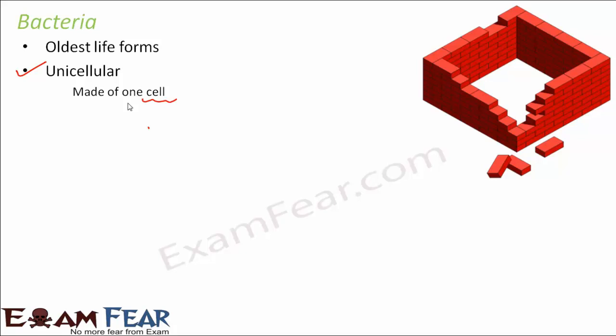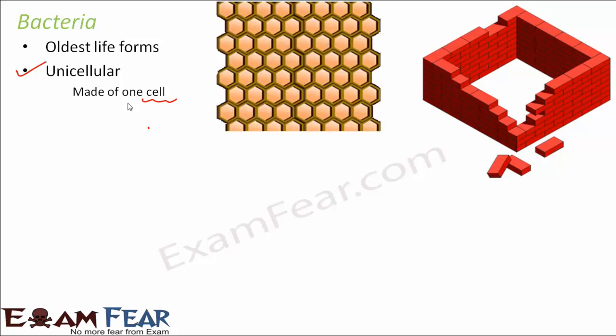In a very similar way, inside every living organism, there are some basic building blocks, and these basic building blocks are called cells. So each building block is a cell. Like here you have a brick, in a very similar way, in a living organism, you have a cell. Now, there are 2 types of organisms based on the number of cells present in them. One is unicellular. Uni means one, so unicellular means one cell.